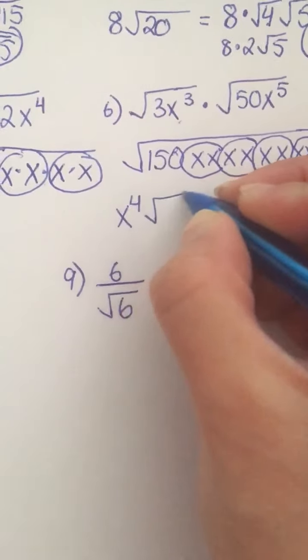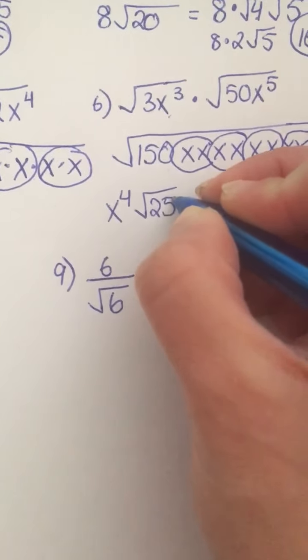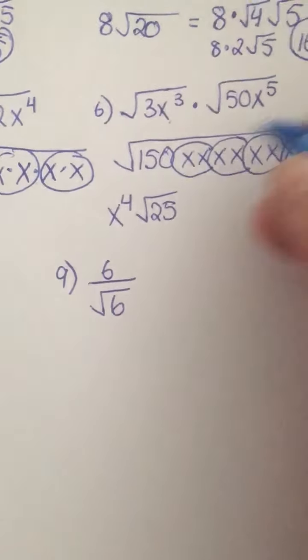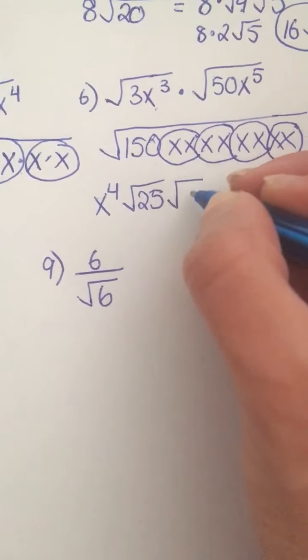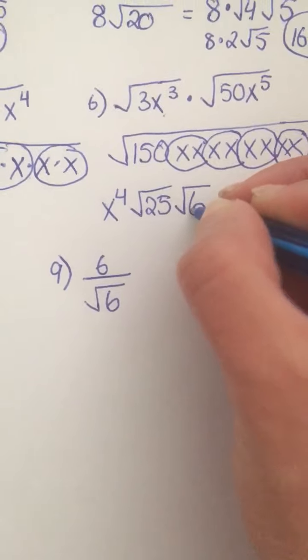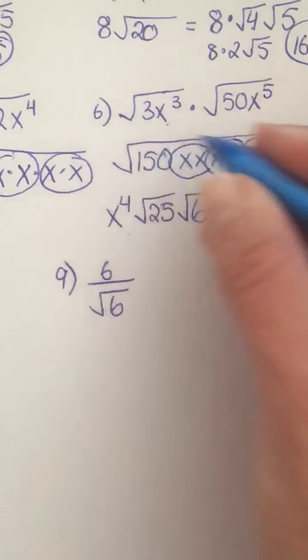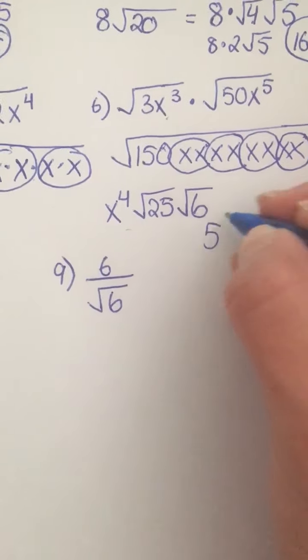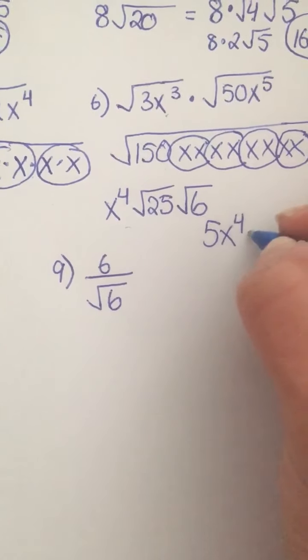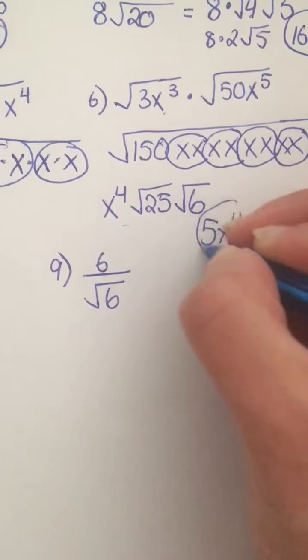So we're going to have square root of 25. And it goes in 6 times, right? Because that would be like $1.50 in quarters, 25 cents. So pull out square root of 25 is 5, bring it to the front, x to the 4th, radical 6.